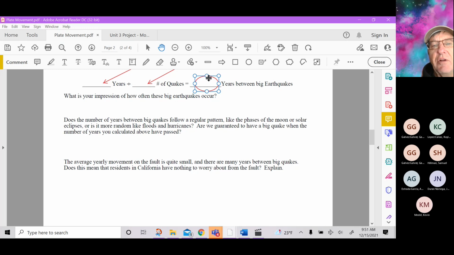This is the average number of years, right? Does this mean that California residents have nothing to worry about from the fault because it says that we won't have another big one for another couple hundred years? Please explain your answer.